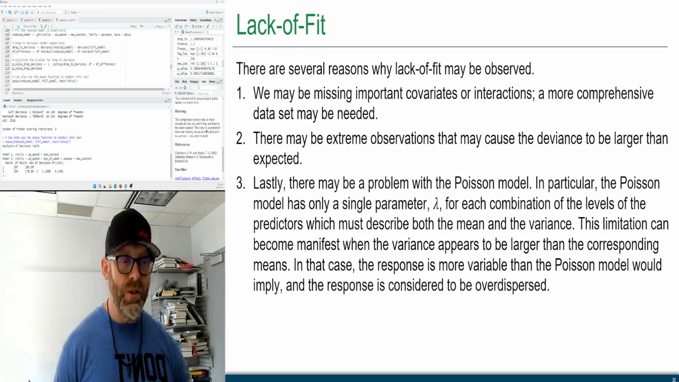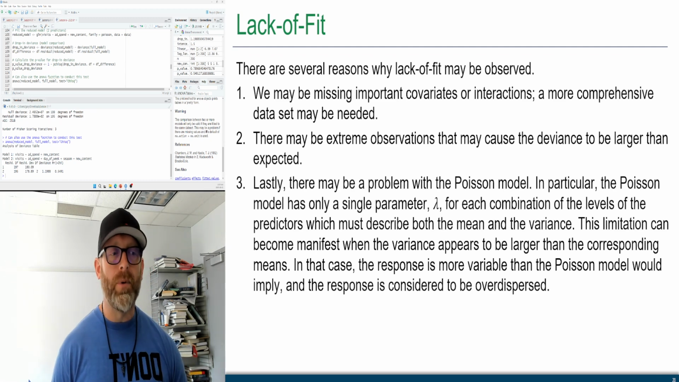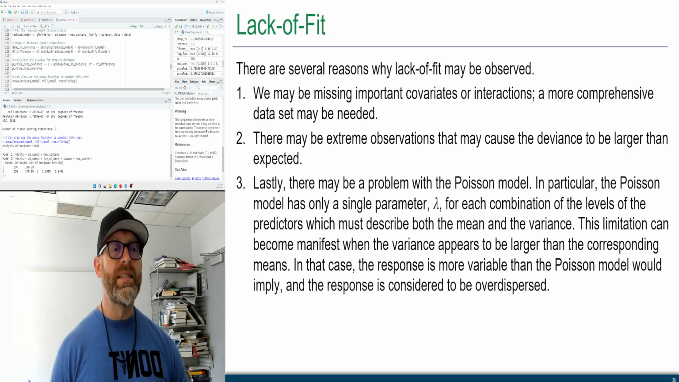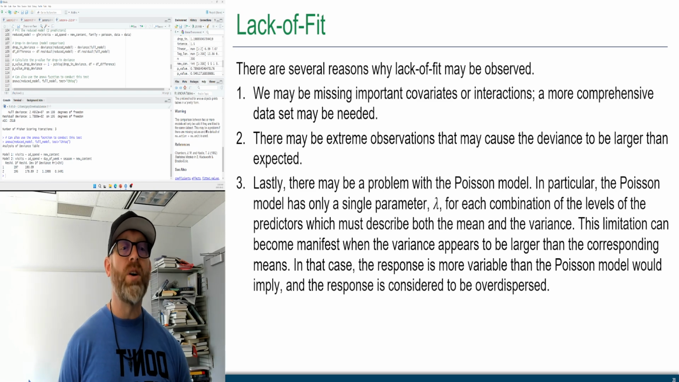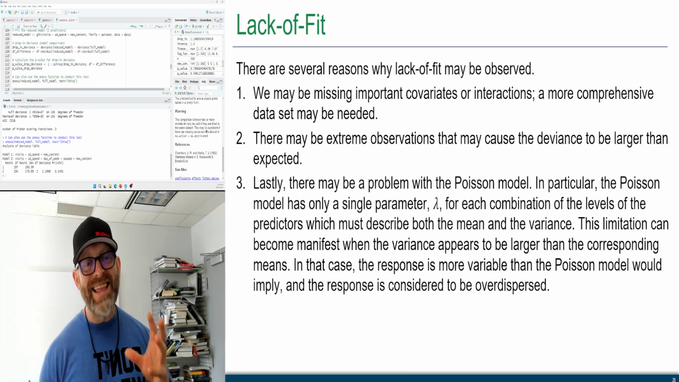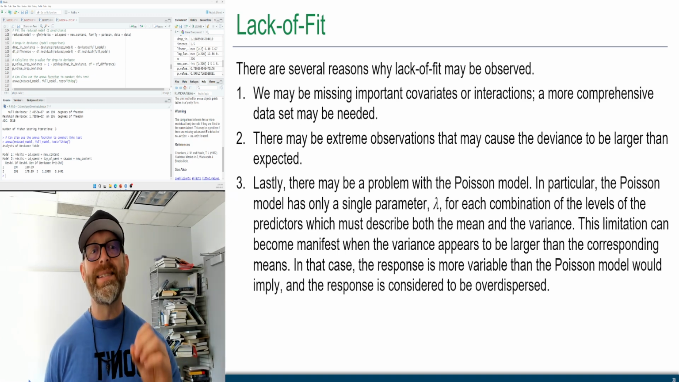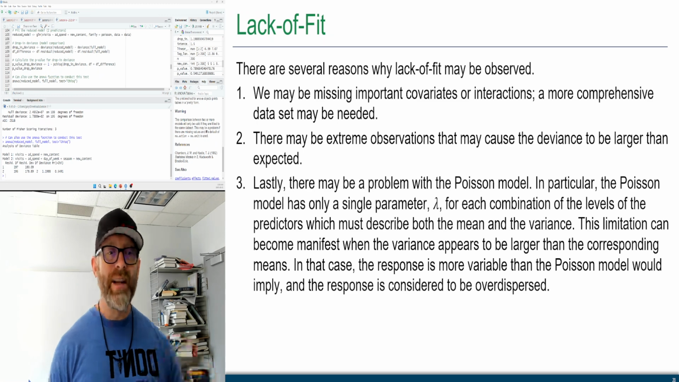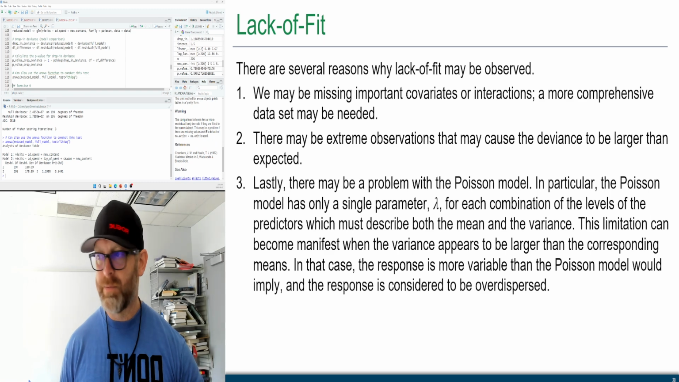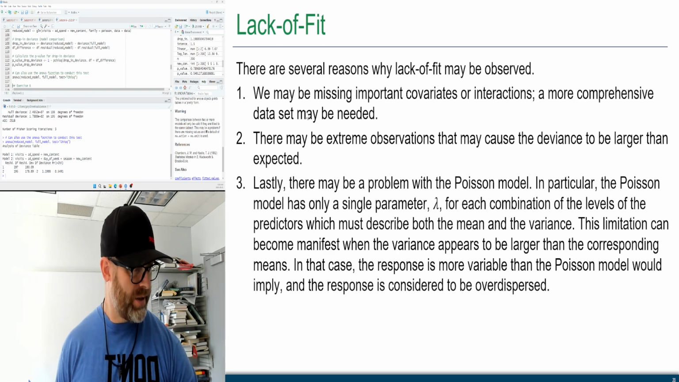Now, this might not be true. So the limitations can become manifest when the variance appears to be larger than the corresponding means. In that case, the response is more variable than the Poisson model implies, and the response is considered to be over-dispersed. So when we violate that assumption of the same mean as the variance, then what we have is over-dispersion.